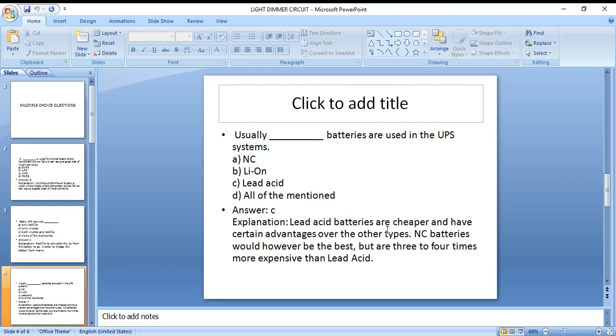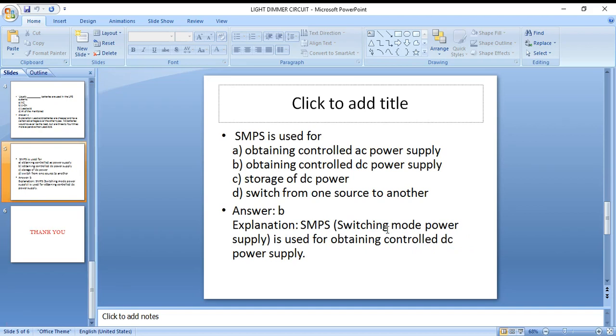Lead acid batteries are cheaper and have certain advantages over other types. NC batteries would however be the best, but they are 3 to 4 times more expensive than lead acid batteries. So that's why we are using lead acid batteries in UPS.